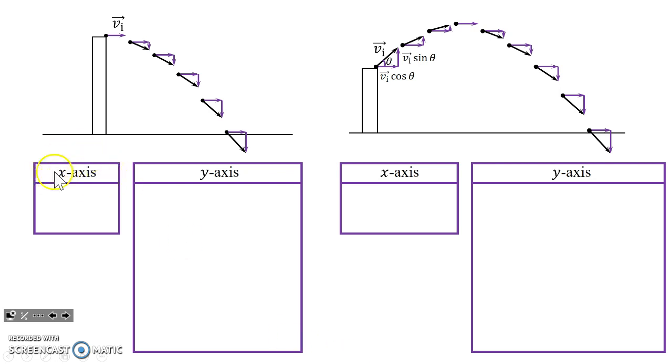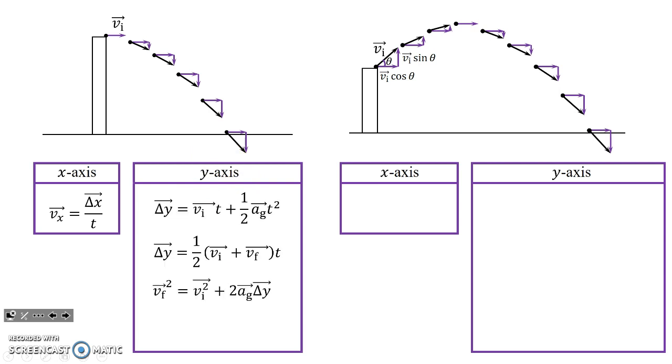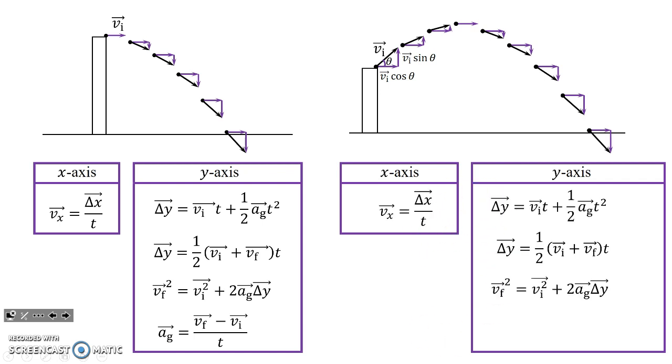What equation applies to the x-axis? The equation for constant velocity. And what equations apply to the y-axis? The equations for constant acceleration due to gravity. Let's put those down on the right side too. Now let's fix the equations. How much of vi is on the x-axis? All of it. And how much of vi is on the y-axis? None of it.